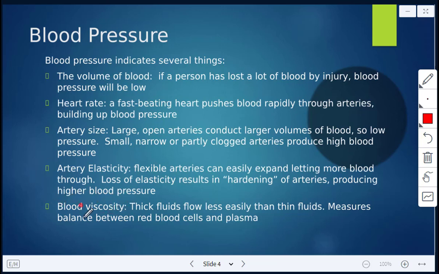And then blood viscosity. We talked about viscosity in the last unit. Viscosity is the thickness or thinness of fluids. So blood viscosity, thick fluids will flow less easily than thin fluids. So this measures the balance between red blood cells and the plasma.